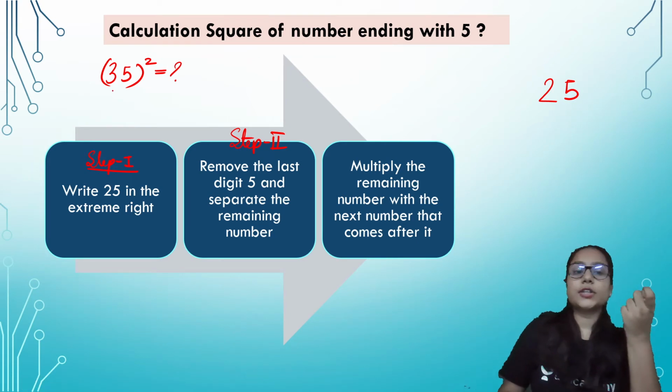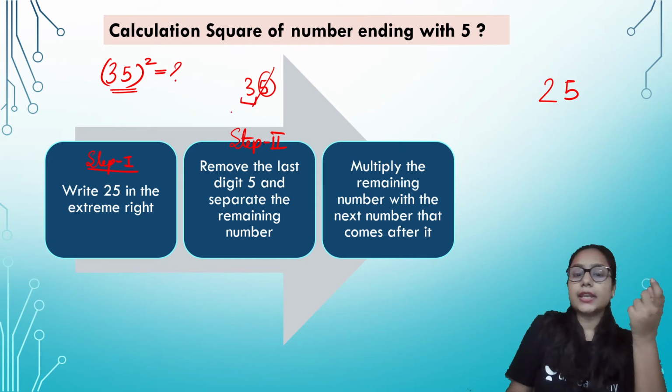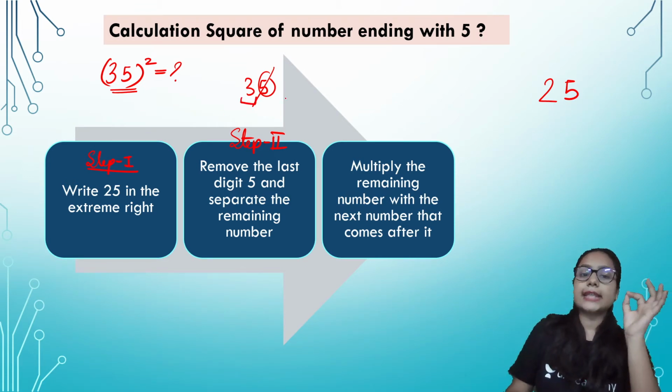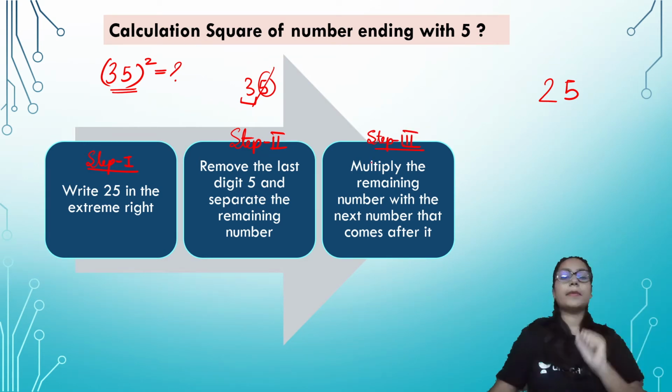Now what is your number? 35. I have to remove this 5, and which digit is remaining? Just 3. So I'll just take 3 and move forward. Let's see what is step 3, the third and the last step.